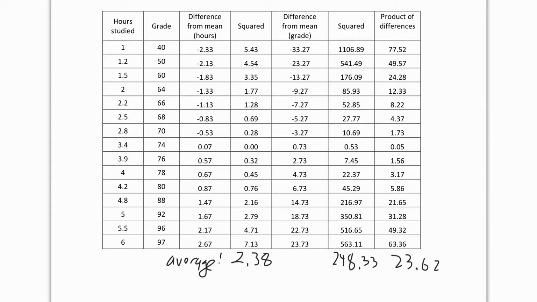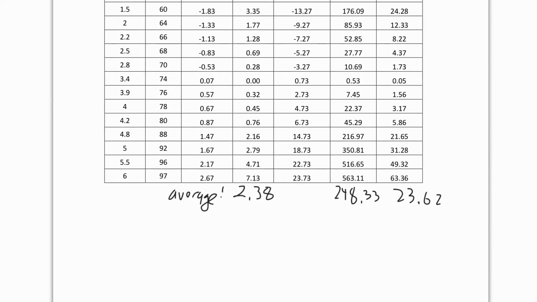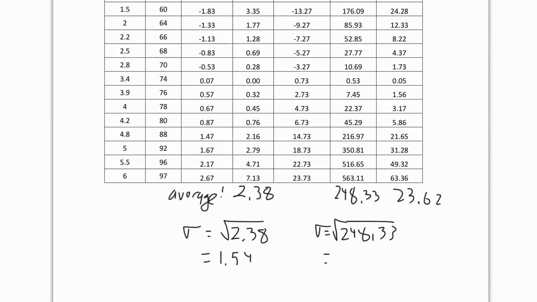Now, these are the variances, and we always want a square root. So now we go ahead and find the standard deviation. That's that little symbol like this, which is going to be the square root of 2.38. And over here, the square root of 248.33. We're not going to bother square rooting that last number of 23.62. And so this should give you 1.54 and 15.76.